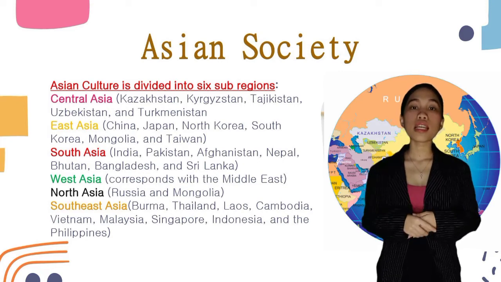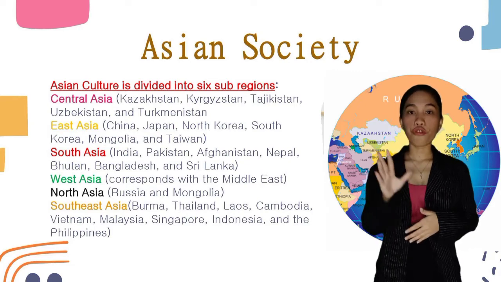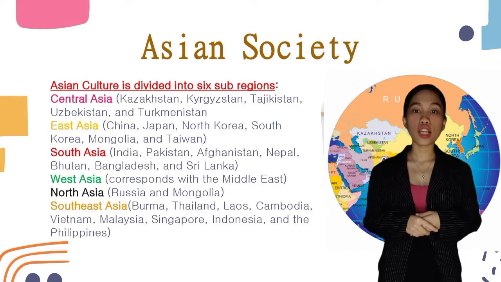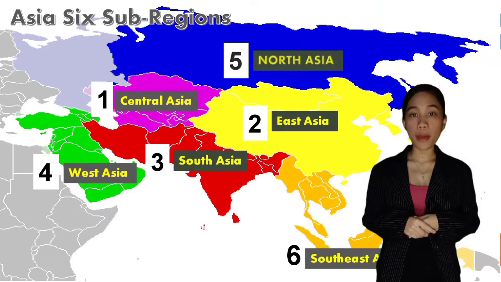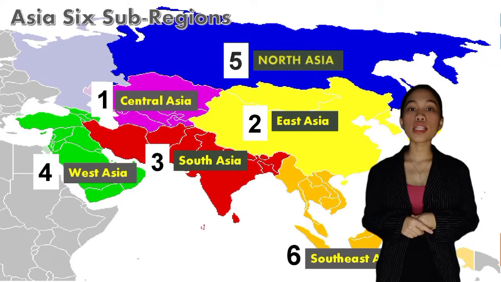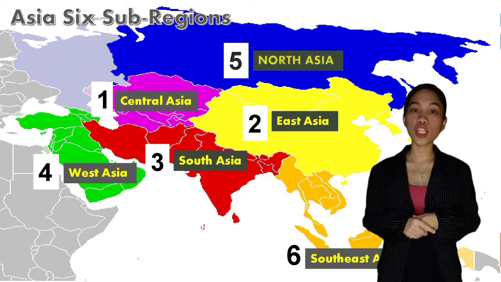The fourth one is West Asia, which corresponds with the Middle East. Fifth, North Asia, and these are Russia and Mongolia. Lastly, Southeast Asia, and these are Burma, Thailand, Laos, Cambodia, Vietnam, Malaysia, Singapore, Indonesia, and the Philippines.